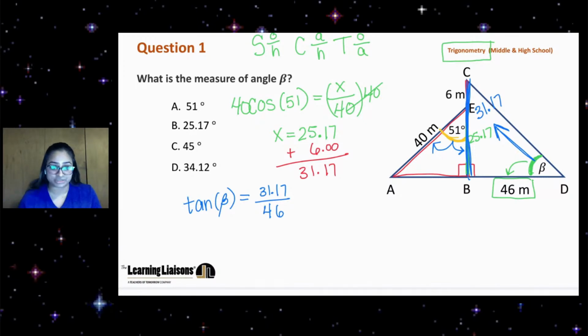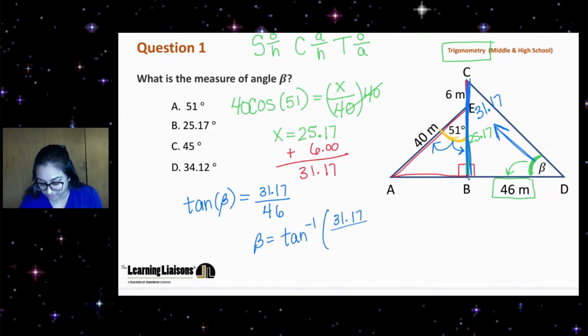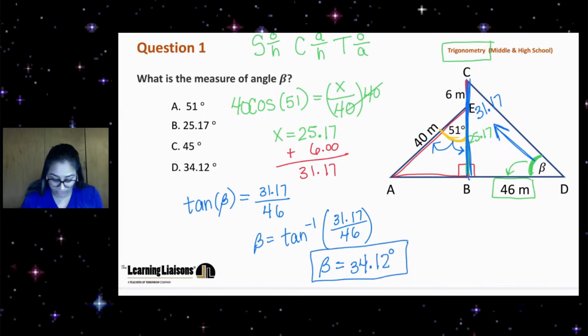Let's solve for the tangent. I meant just for beta. I apologize. We're solving just for beta, so we're going to take the inverse tangent. So beta is equal to tangent to the -1, and I'm going to just leave it in fraction form because our calculator will do the work for us, right? I don't want to change it into a decimal until now. When you type that lovely number into your calculator, you get that beta is equal to 34.12 degrees. Winner, winner, chicken dinner. Answer D.